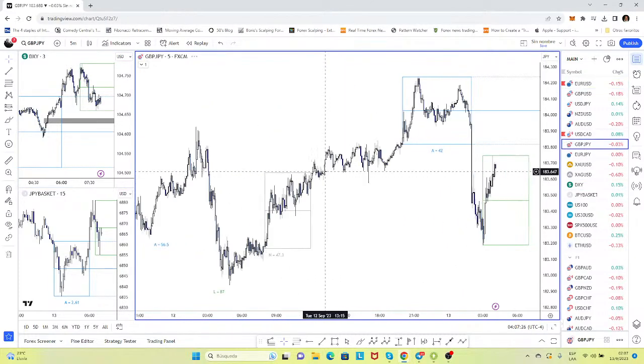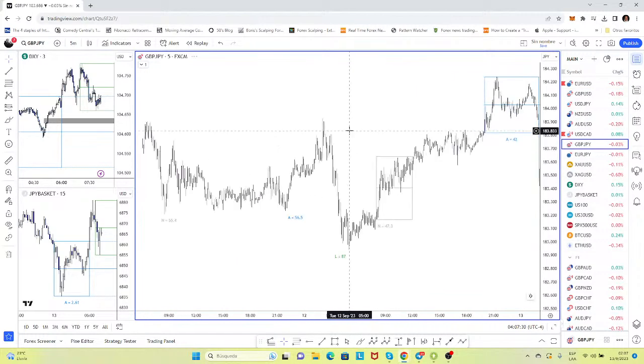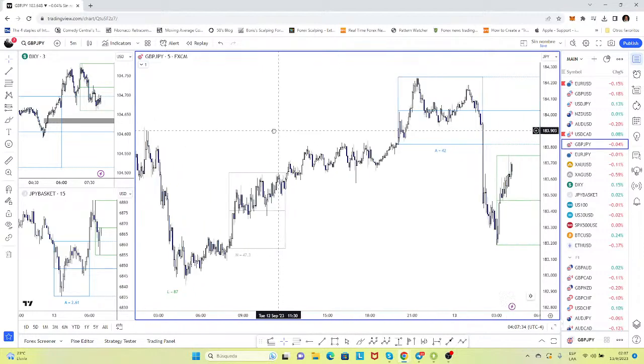Yesterday's pound short failed to fill me for about a pip and a half. Yeah, that was a bummer, but it's fine.